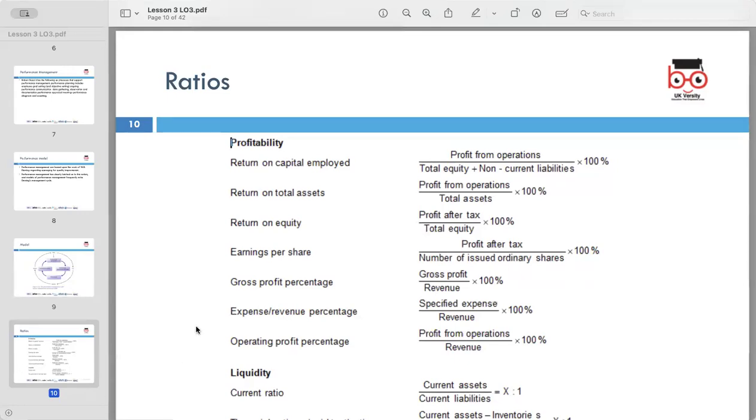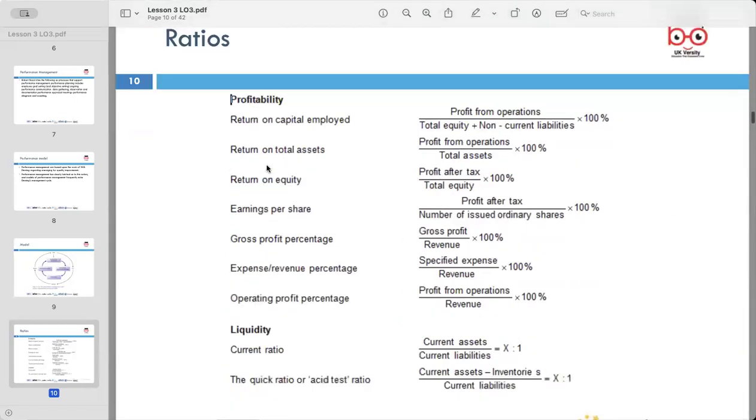Profitability ratio, then liquidity. Under profitability, things come like return on capital employed, return on total assets, return on equity, earnings per share, gross profit percentage, expense revenue percentage, operating profit percentage.